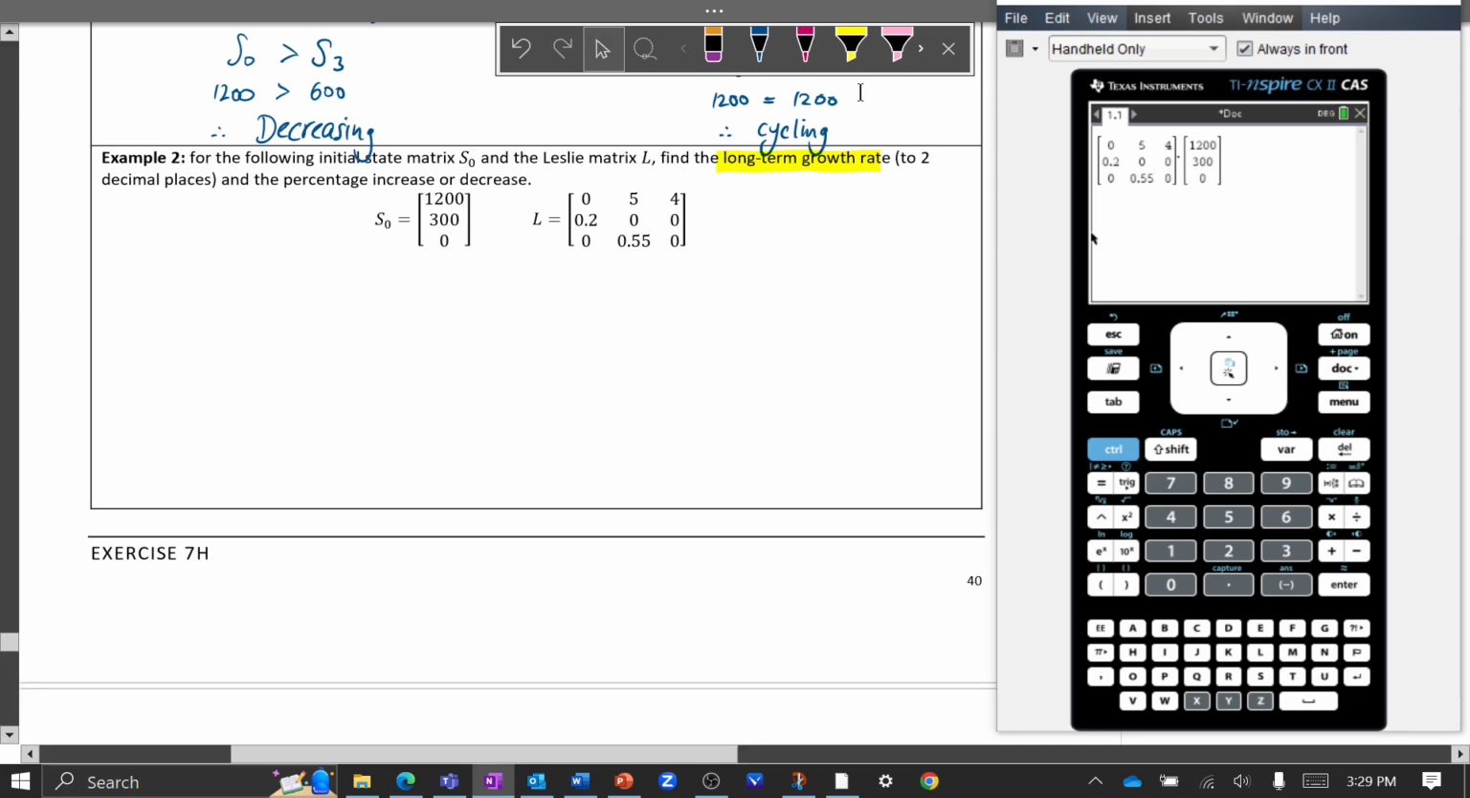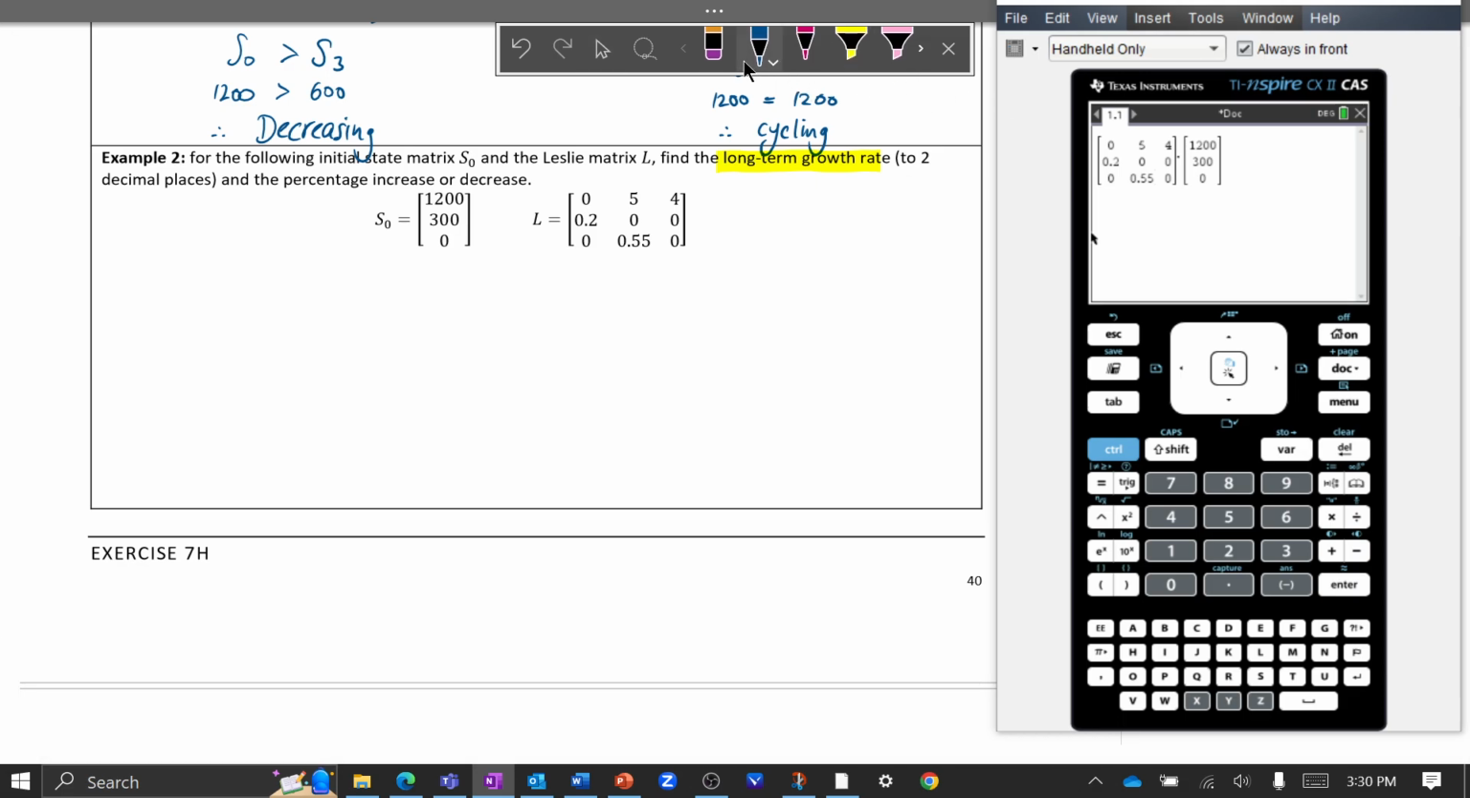To do this, just as when we were finding steady state, what we did is we raised it to the 50. Well, when you're finding long-term growth rate, it's not exactly the same as steady state, because remember, steady state is when everything kind of remained the same. Things aren't remaining the same here. They're increasing still, or they're decreasing still, but the percentage by which it's increasing or decreasing is remaining constant. And that's what we're finding. Is it increasing by 10% each year? Is it decreasing by 7% each year?